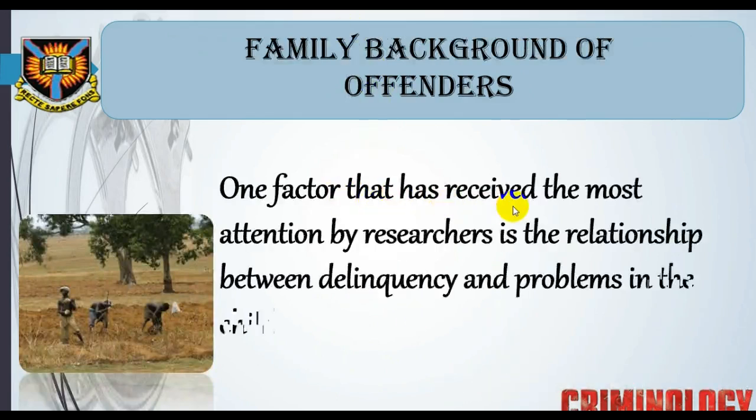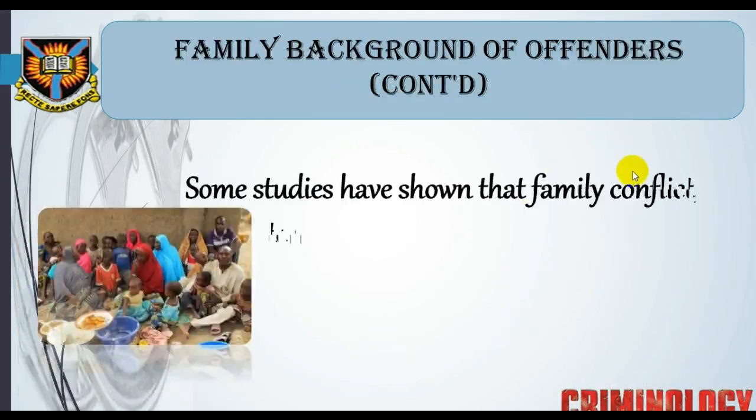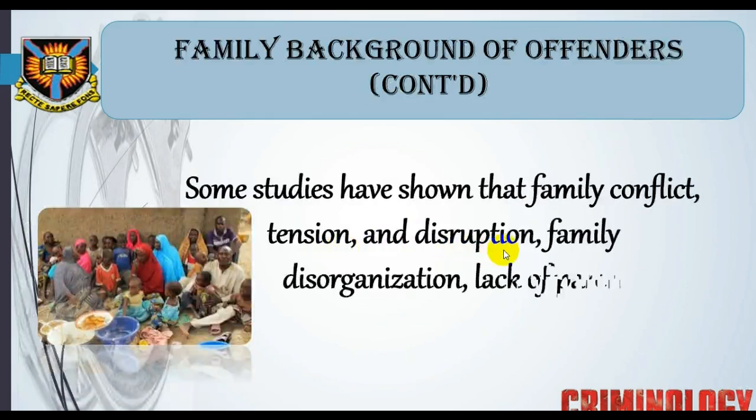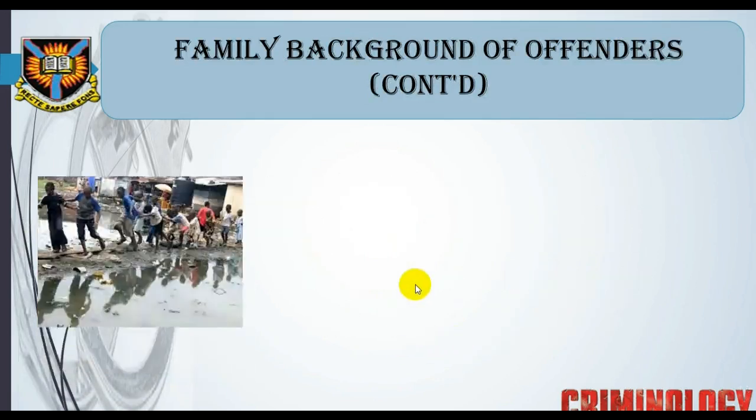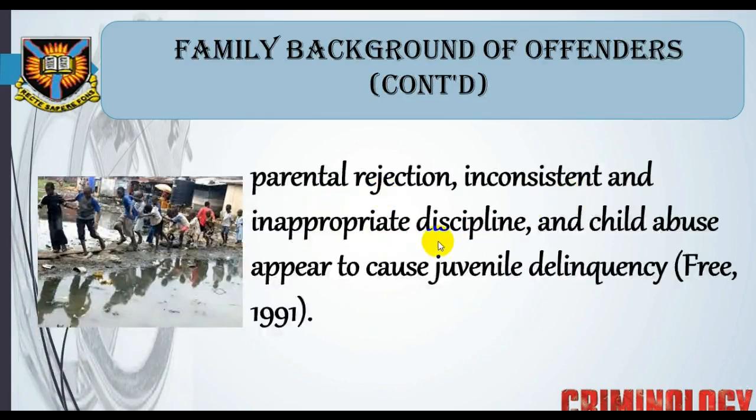One factor that has received the most attention by researchers is the relationship between delinquency and problems in the child's family system. Some studies have shown that family conflicts, tension, and disruption, family disorganization, lack of parental control, parental rejection, inconsistent and inappropriate discipline, and child abuse appear to cause juvenile delinquency. Free, 1991.